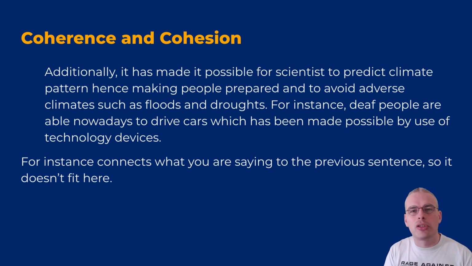Now we also have some problems using for instance here. We use for instance, which basically means the same as for example, to give an example of something that we've explained in the previous sentence. Here Nelson is talking about scientists being able to predict climate changes and that being able to help people. And they also say, for instance, deaf people are now able to drive cars, which has been made possible by the use of technological devices.